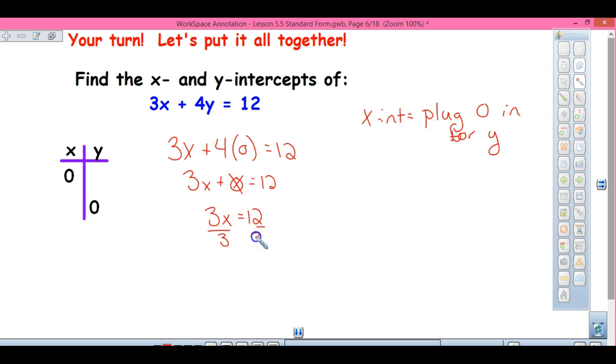Divide by 3. X equals 4. So for my x-intercept, I have the point, what is x? 4. What did I put in for y? 0. So my x-intercept is 4, 0. To find my y-intercept, what am I going to do? Plug 0 in for x.